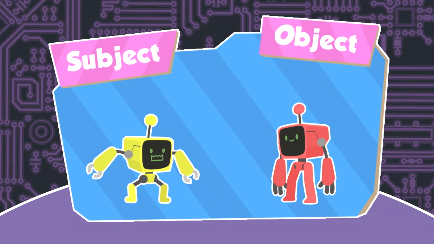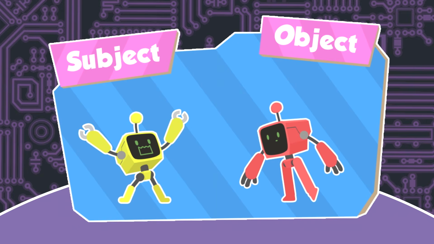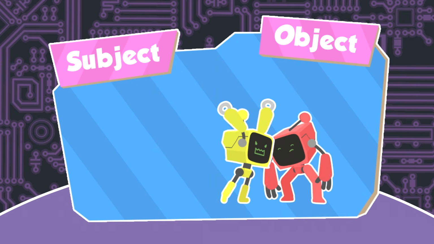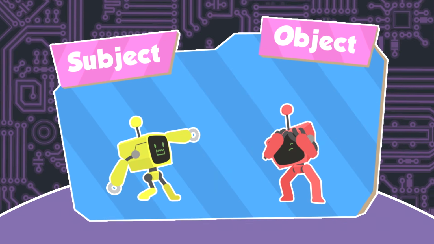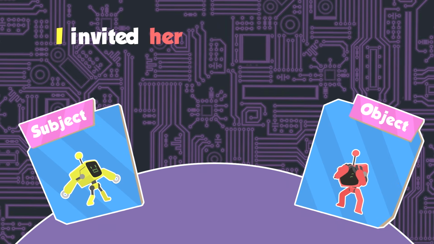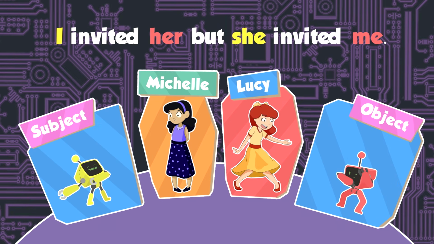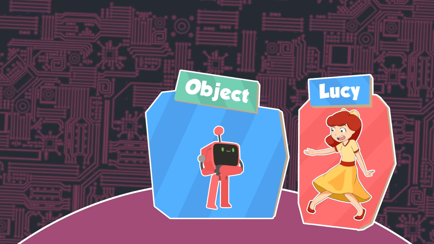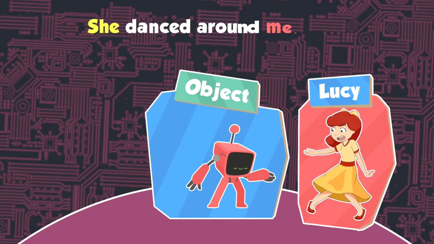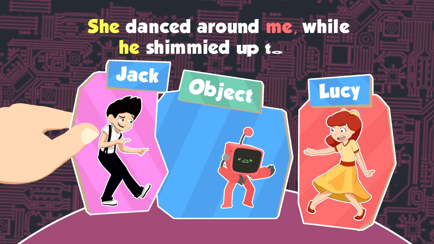Let's start with the difference between subject and object. Imagine the subject as the actor in a sentence, and the object as the word that is acted upon. I invited her, but she invited me. The object can also be the object of a preposition. She danced around me, while he shimmied up to me.